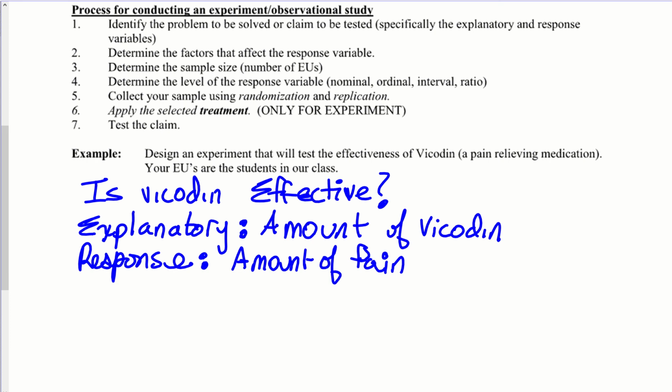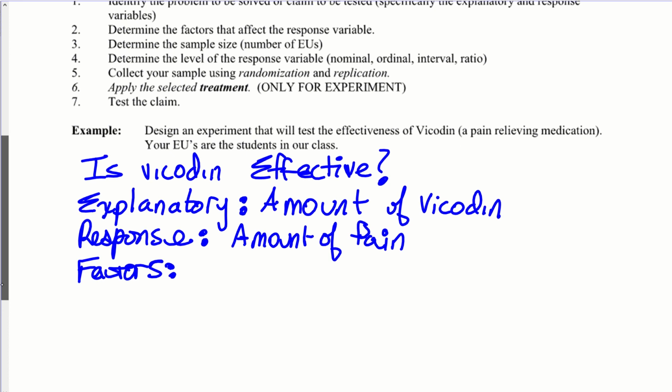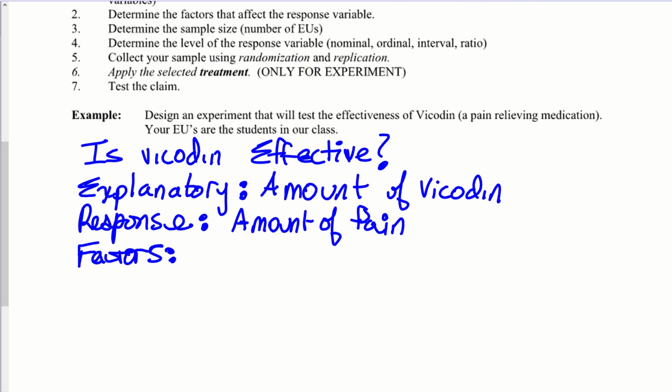The factors that affect the response variable. All right, factors. So here we're thinking about anything that might affect the response variable. If these are not kept under control, they become lurking variables and they screw up the whole study. Can you include anything with the side effects? Yeah, anything you can think of. Would that be under factors? That would be under factors also. So side effects.